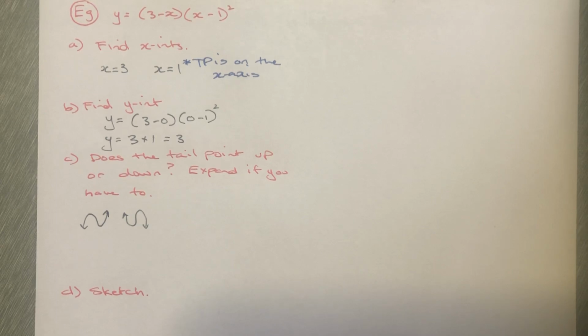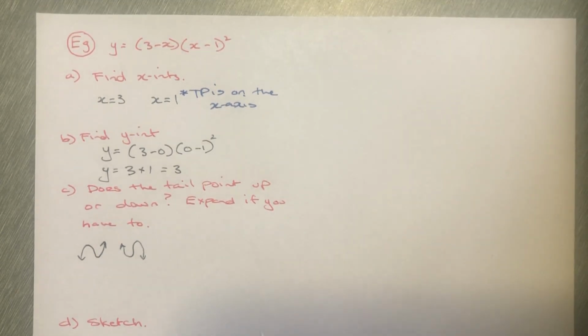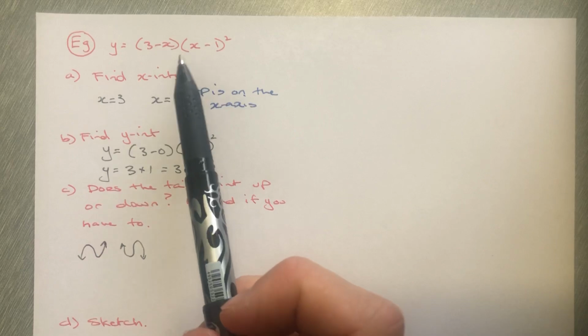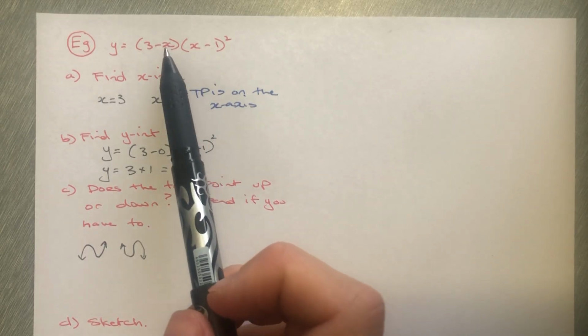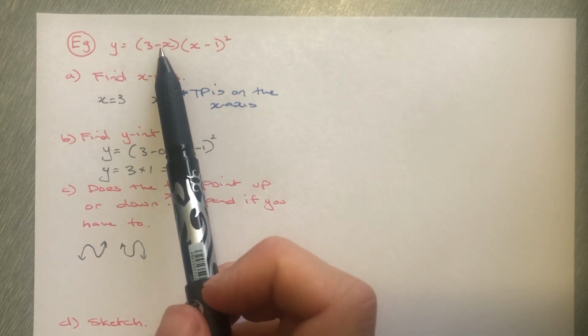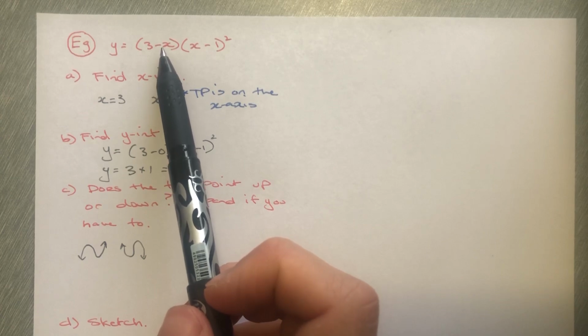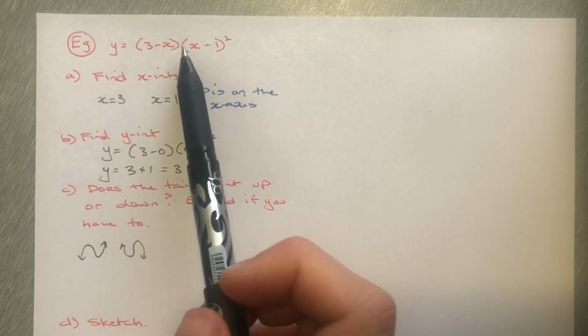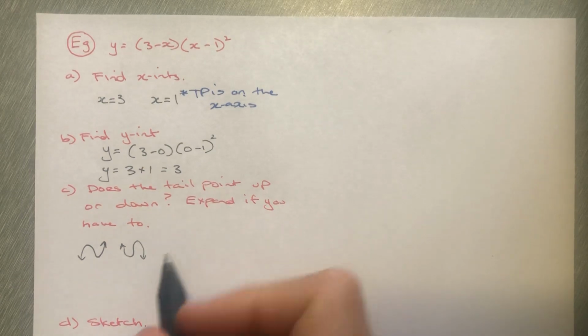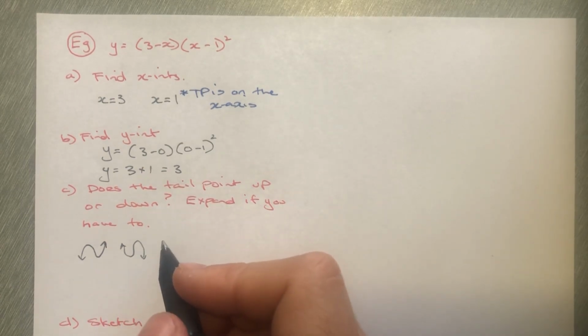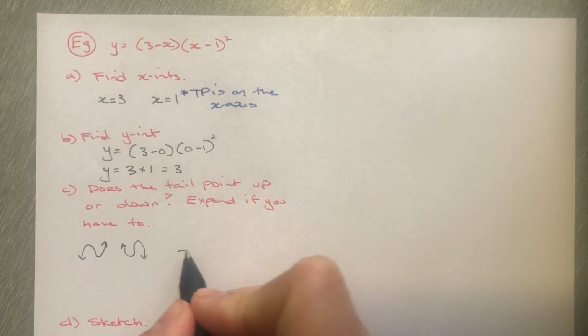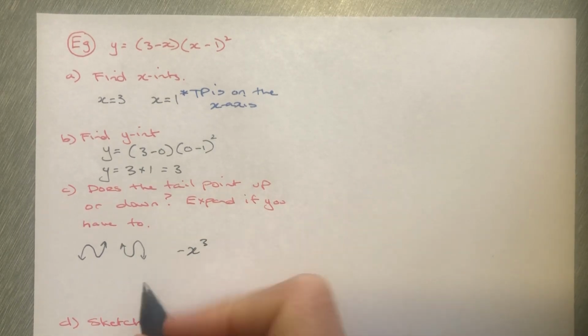So we can expand it to find out. You don't necessarily have to expand it every single time. If you can look at this rule and kind of start to do it in your head, if there's only one negative out in front of an x, that means it's going to end up being a negative x to the power of 3, which is what this case is going to be. So this one, the tail is going to be pointing down because we're going to end up having a negative x to the power of 3. So tail points down.